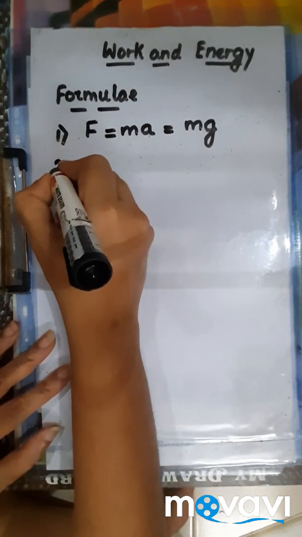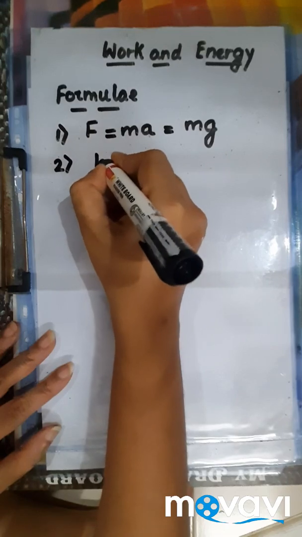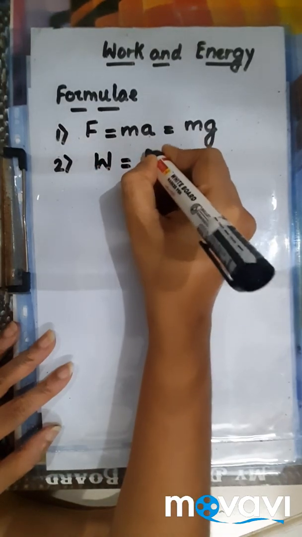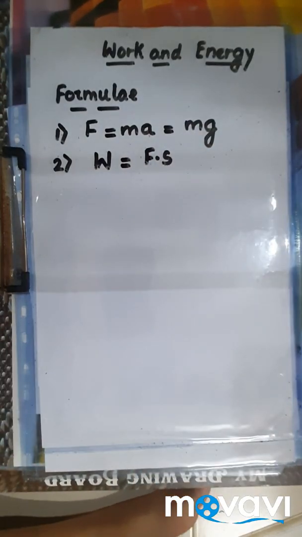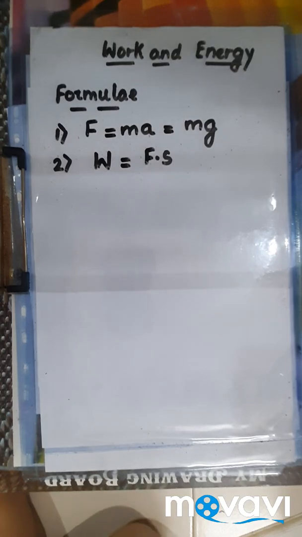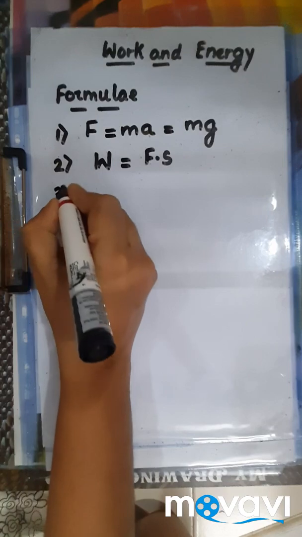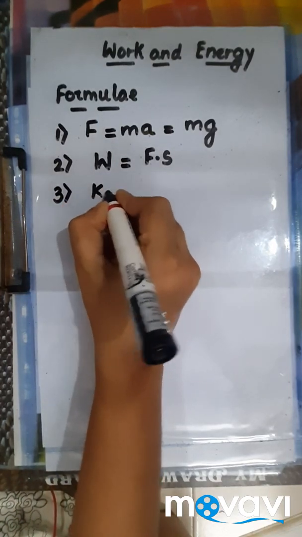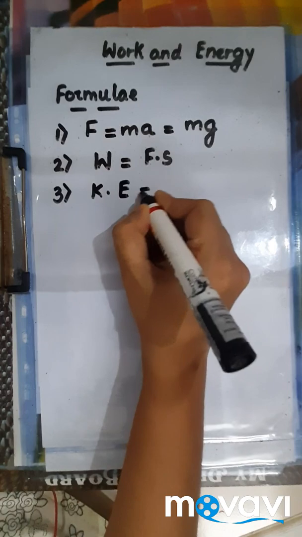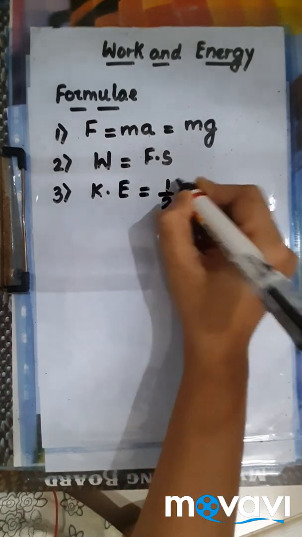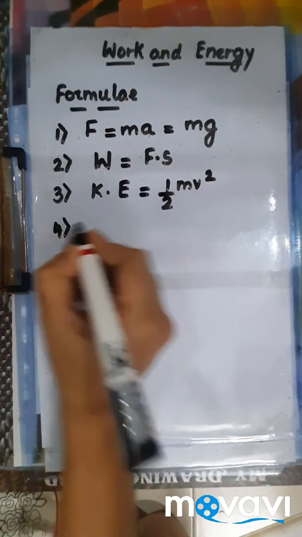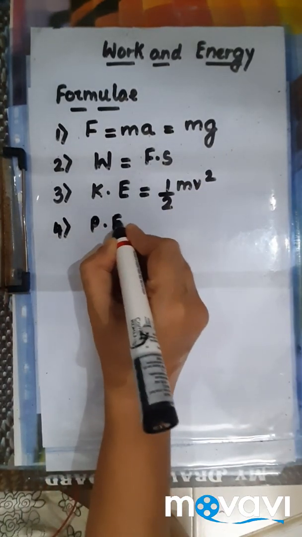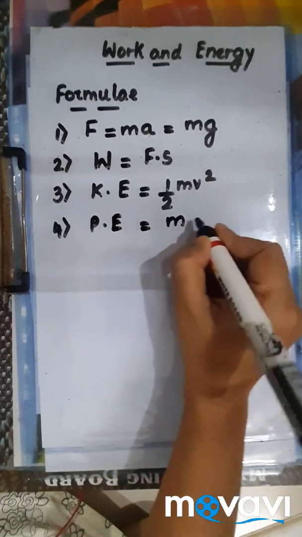Then, after that, the second formula is work is equal to F dot S. Work is equal to F dot S, right? The next formula is that kinetic energy is equal to half mv square and potential energy is equal to mgh.